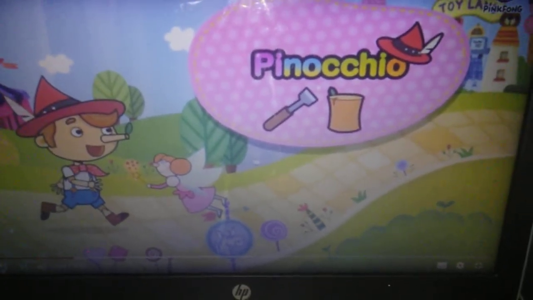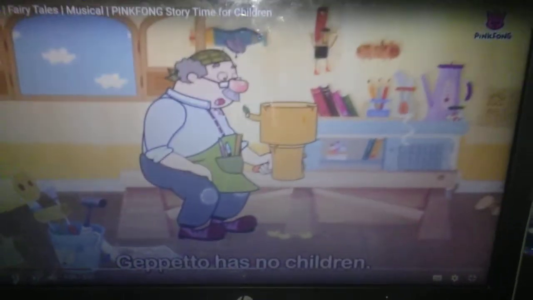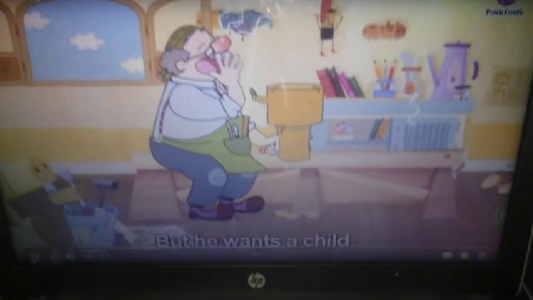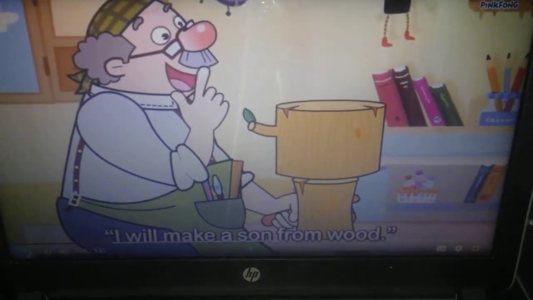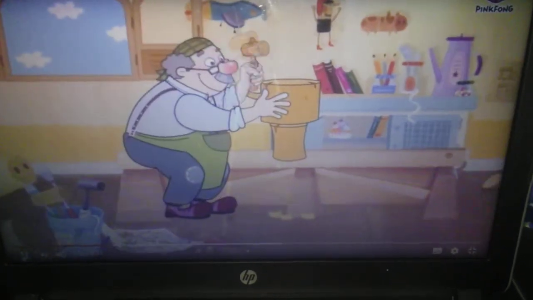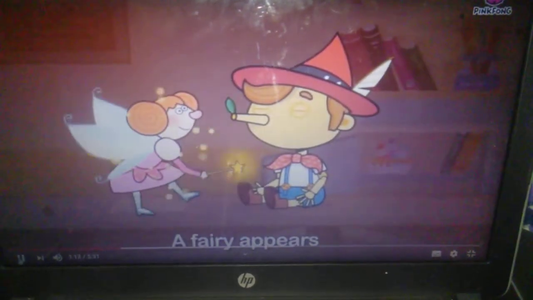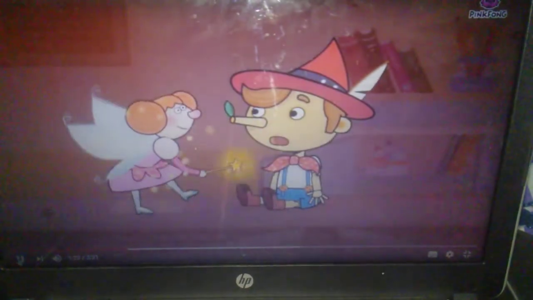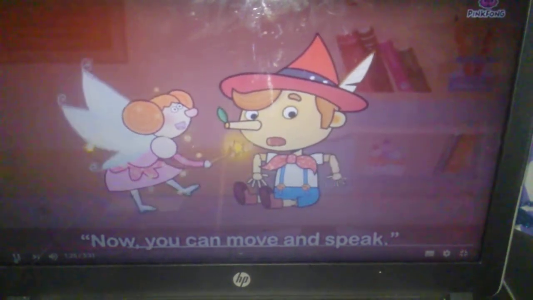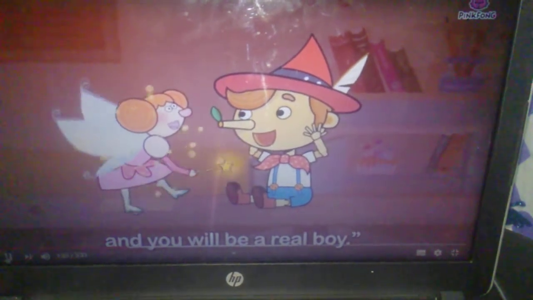Okay, pay attention to the tale Pinocchio. Geppetto has no children, but he wants a child. I will make a son from wood. So he makes Pinocchio. A fairy appears and says to Pinocchio, now you can move and speak. Be a good boy, and you will be a real boy.